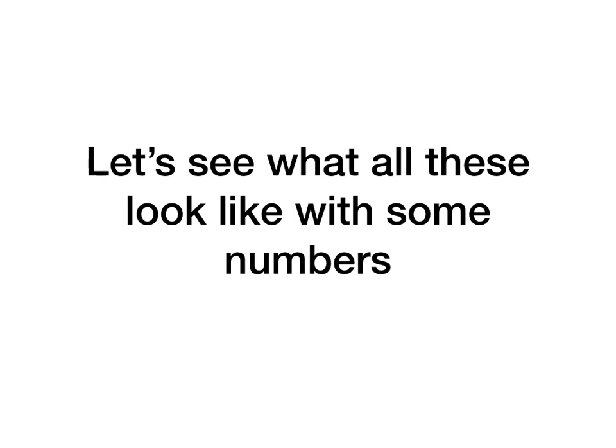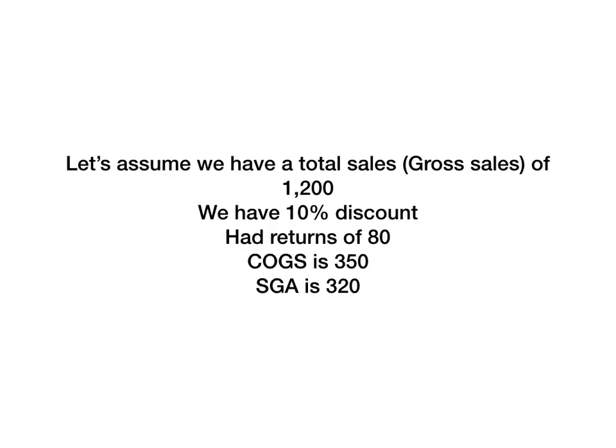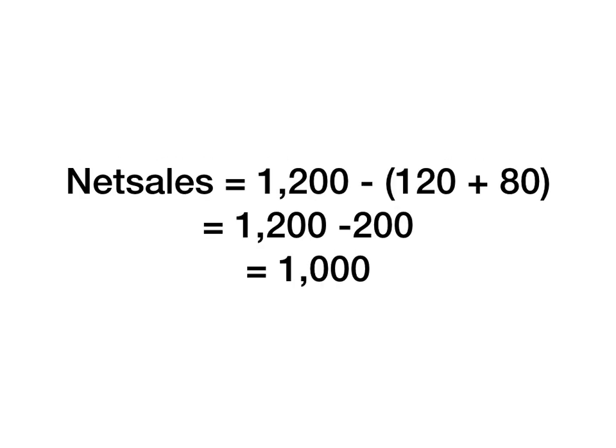Let's look at the profit margins with numbers to make more sense. Let's assume we have total sales, gross sales, of 1,200. We give 10% discount. We add returns of 80. Our COGS is 350 and our SGA is 320. Hope you remember what all those things mean. You can always go back to look at them.